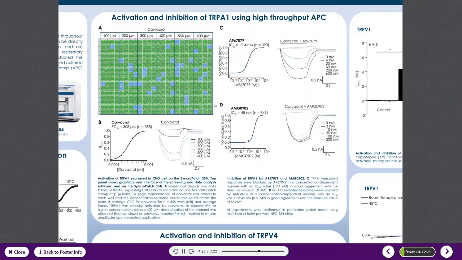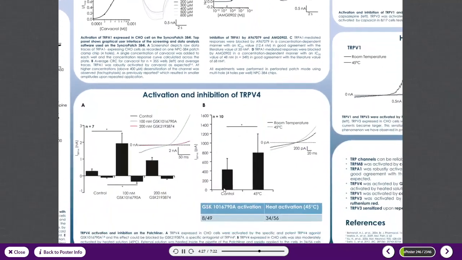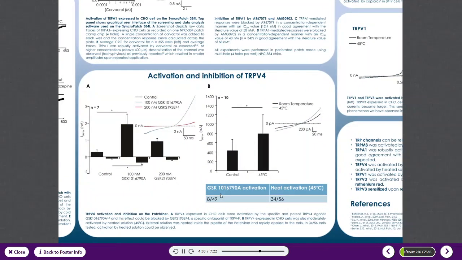In the next set of experiments shown in the bottom middle panel of the poster, the Patchliner was used to record TRPV4. The Patchliner is a fully automated patch clamp system for recording up to 8 cells simultaneously. TRPV4 was activated by the ligand GSK1016790A, a potent and specific activator of TRPV4, and blocked by GSK2193874, a specific blocker of TRPV4. TRPV4 could also be moderately activated by heated solution.